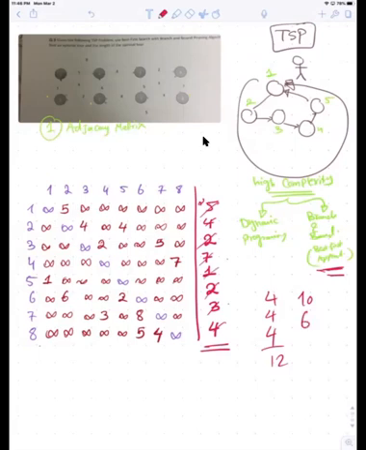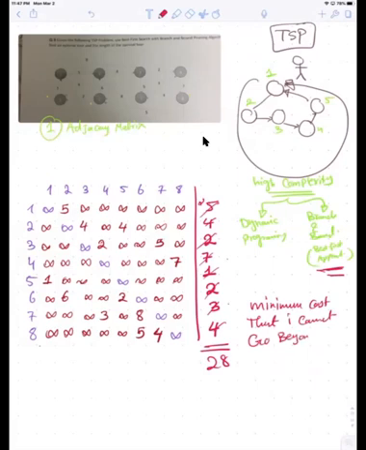And I don't have anything else. So this is 22 plus 6, which is 28. So 28 is the least, the minimum cost that I cannot go beyond.